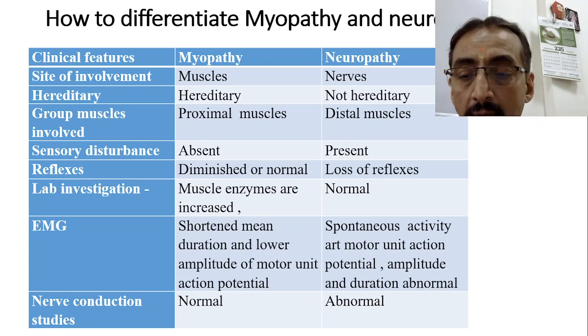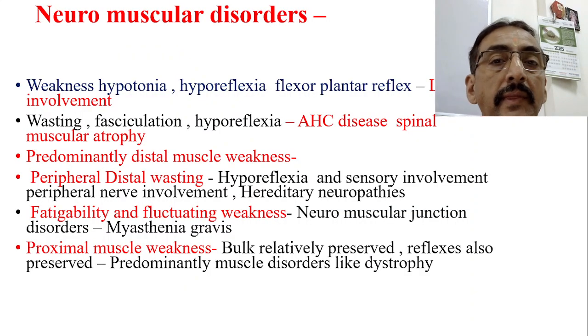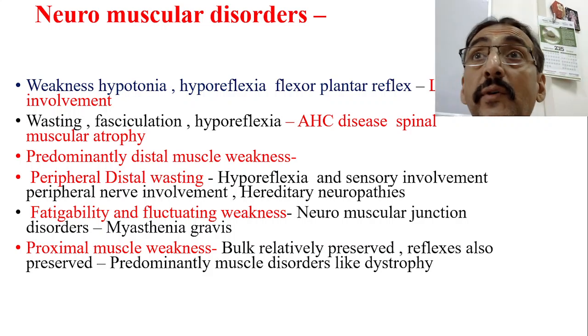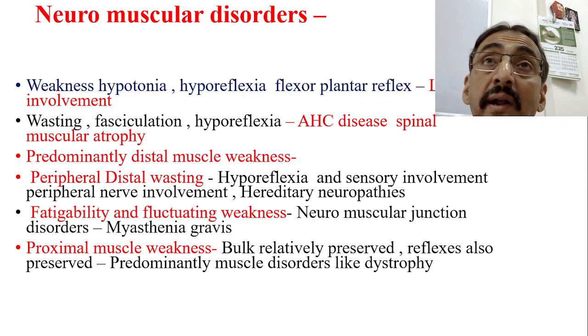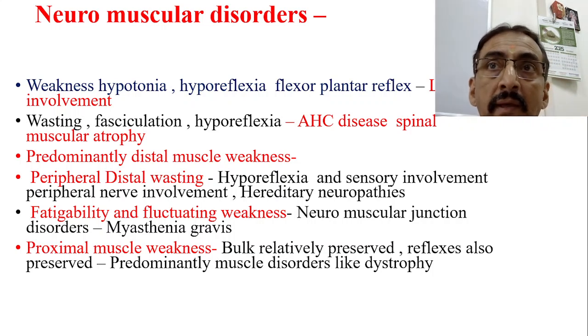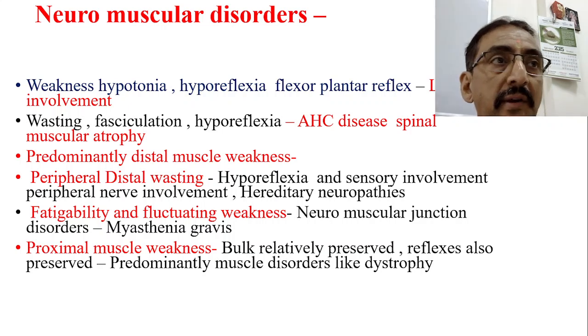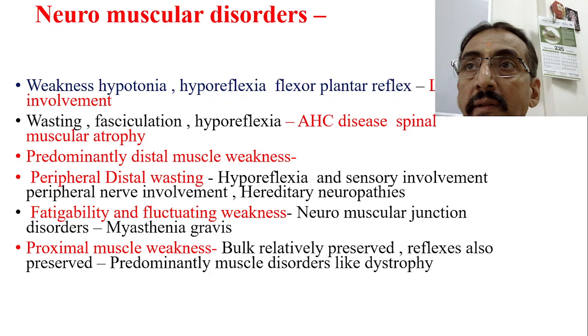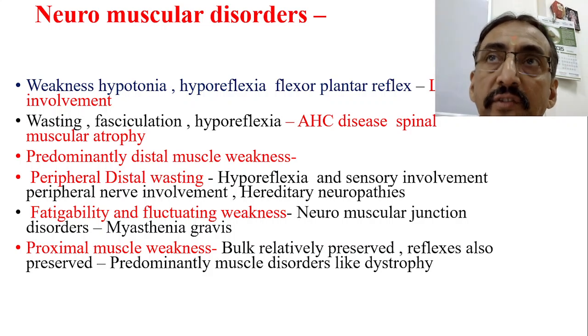Okay, now going further, neuromuscular disorders, that means there is involvement of the nerve and there is also involvement of the muscle. So such problems are very common. Okay, although we say that this is a muscle problem, this is a neurological problem, a nerve problem, there are so many disorders where there is a combination of the two, which are called neuromuscular disorders.